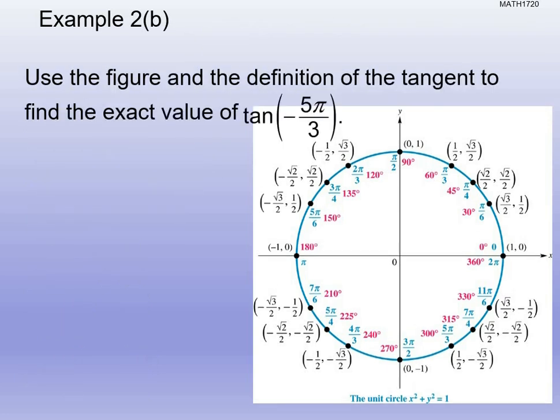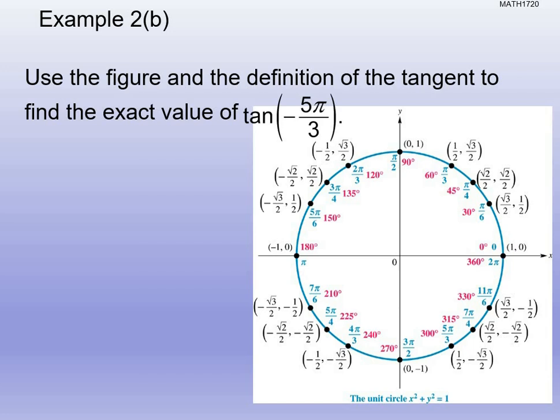So let's look at this one. We want to use the figure to determine tangent of -5π/3. The first thing we have to do is figure out what quadrant 5π/3 is in. Okay, 5π/3 is in what? The 4th quadrant. Why is the answer negative? Because tangent is negative in the 4th quadrant. But 5π/3 is in the 4th quadrant.